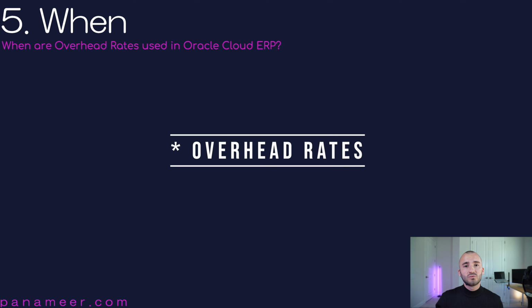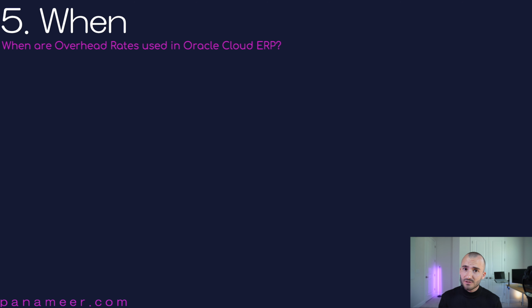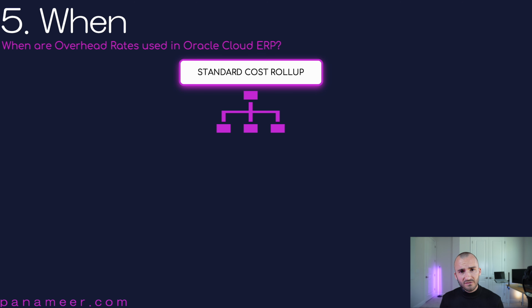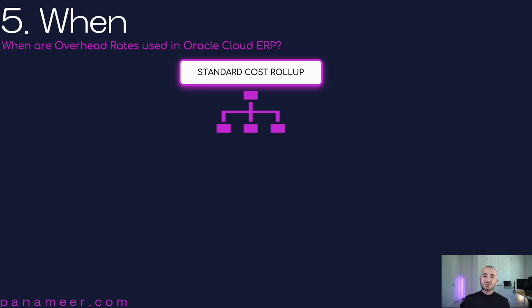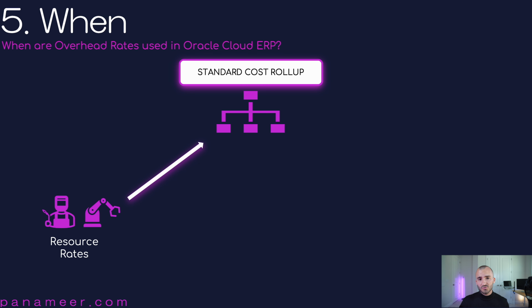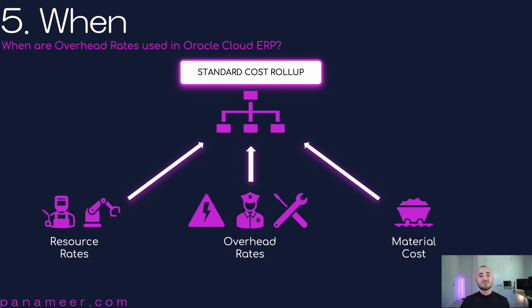Fifth, when are overhead rates used in Oracle Cloud ERP? Well, as we covered in the last video, we have this concept of a standard cost roll-up, where we take multiple costs to roll them up into the cost of a finished good. In this cost roll-up, we look at resource rates, we look at material cost, and then we also look at the overhead rates that we talked about right now.